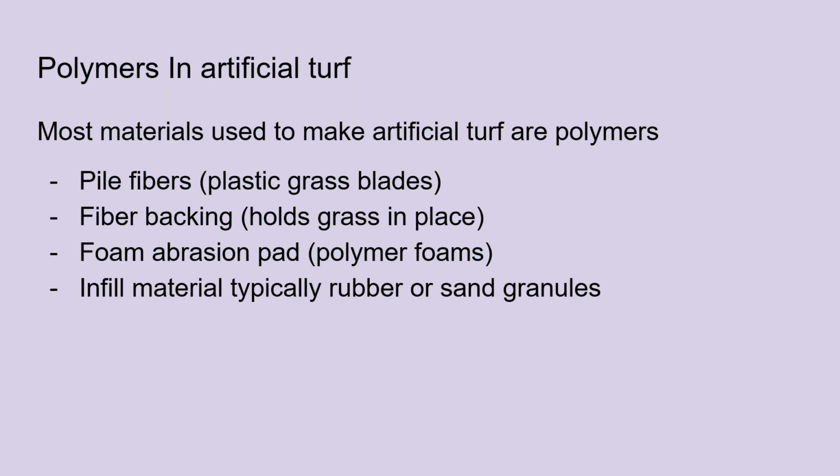Next, going into the materials of artificial turf. It's mainly composed of polymers, the different components of turf being pile fibers or the grass blades, the fiber backing, a foam abrasion pad, all of which are made of polymers, while the infill is typically rubber or sand granules.